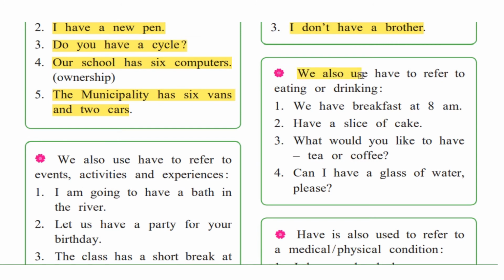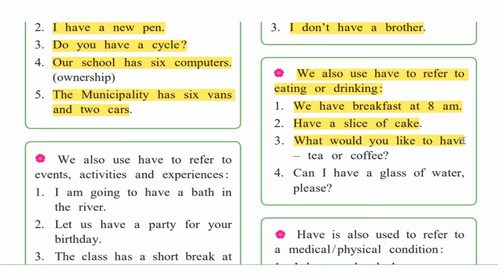We also use have to refer to eating and drinking. So let's acquaint ourselves with some examples. We have breakfast at 8 a.m. So it tells us at what time we have our breakfast. Have a slice of cake. So someone is instructing or telling someone to have a slice of cake.